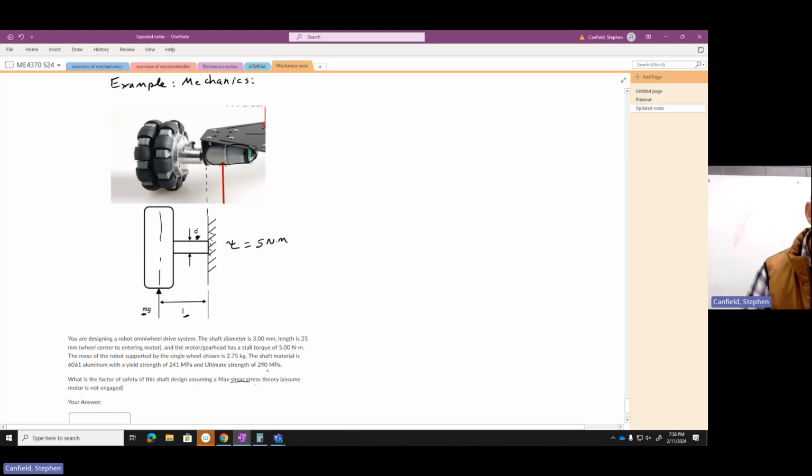That's the one we've talked about. And assume the motor is not engaged. Well, if the motor is not engaged, I'm not transmitting torque, so I can ignore that. Max shear stress theory says I either compare my normal stress to the yield divided by my safety factor, or I compare my shear stress to the yield over 2 times the safety factor. And that's from our notes.